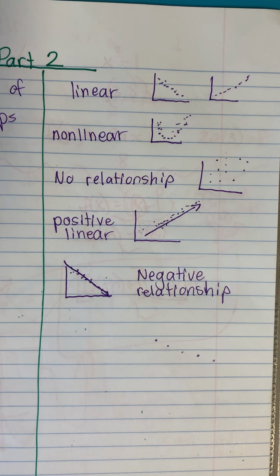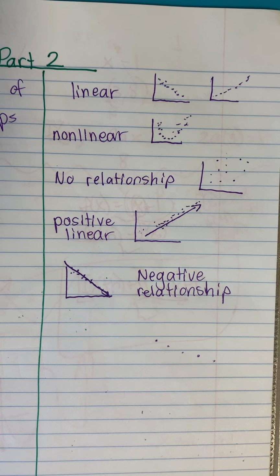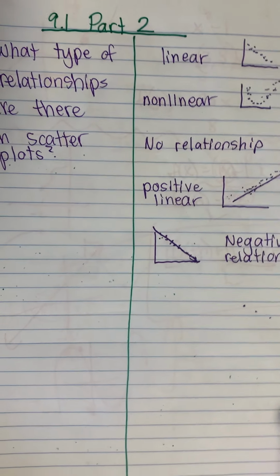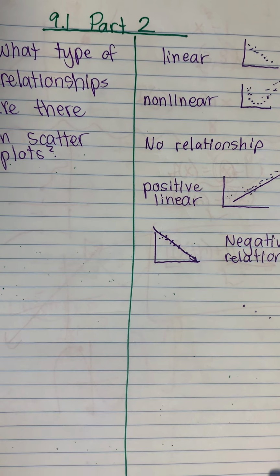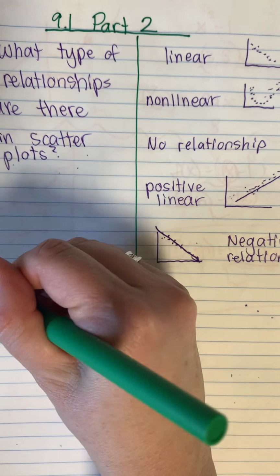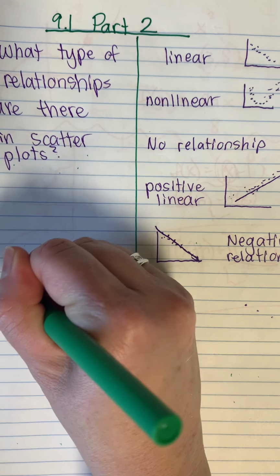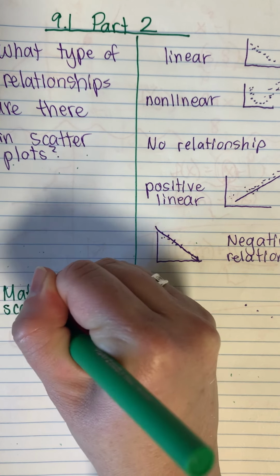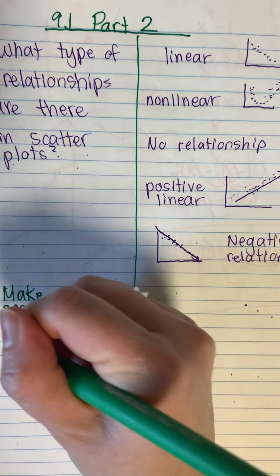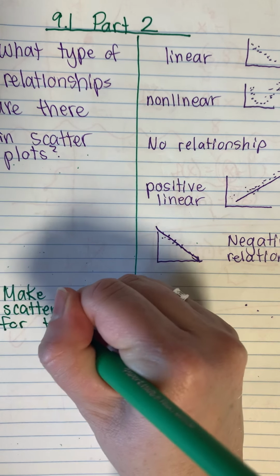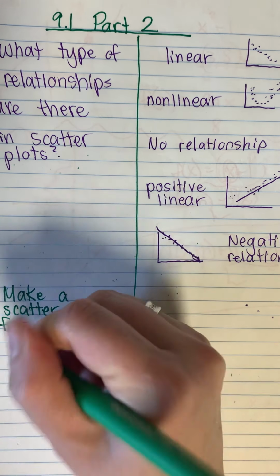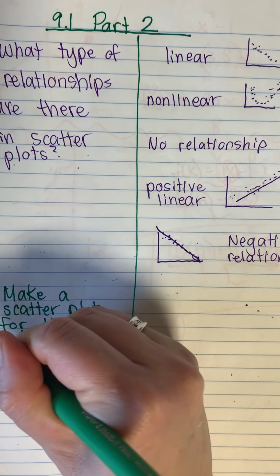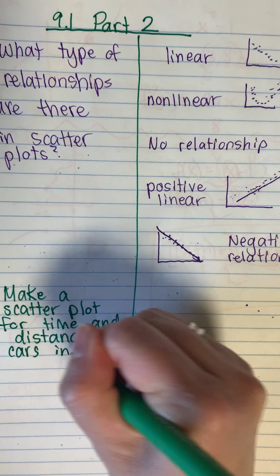So let's go ahead and look at a story and make a graph of it. If you need to pause the video here, go ahead and do so. I'm moving on. Let's go ahead and make a scatter plot for time and distance of cars in a race.